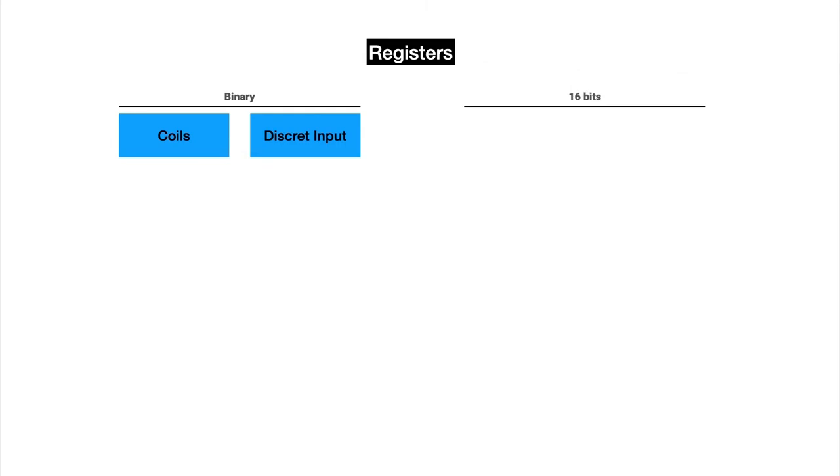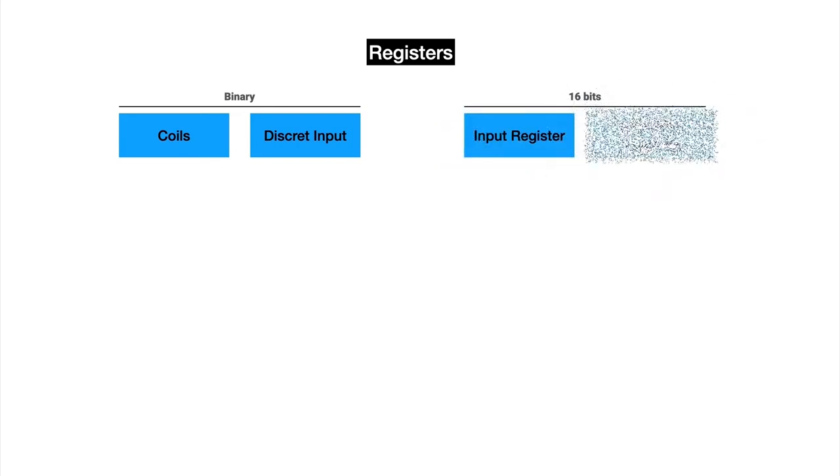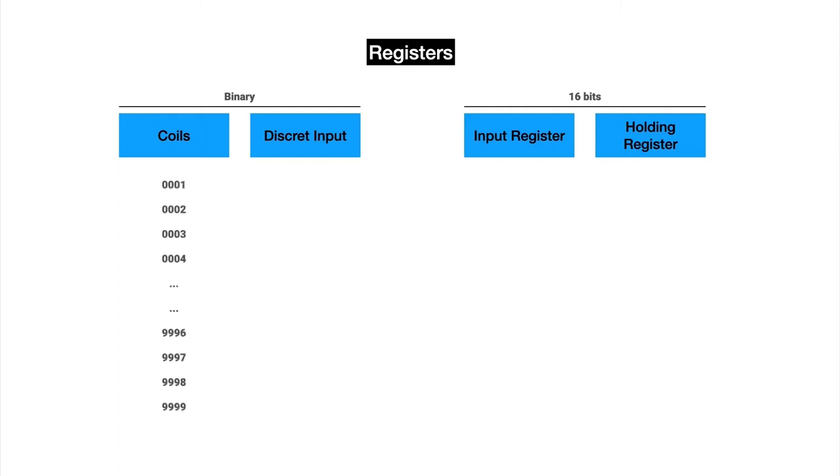Modbus also uses 16-bit registers. They are used to represent a value like an electric current, temperature, rotation speed. Similarly, if you can only read the value, it's called an input register. Otherwise, if it can also be modified by the primary, it's called a holding register. A Modbus device can have up to 9,999 registers of these four categories.